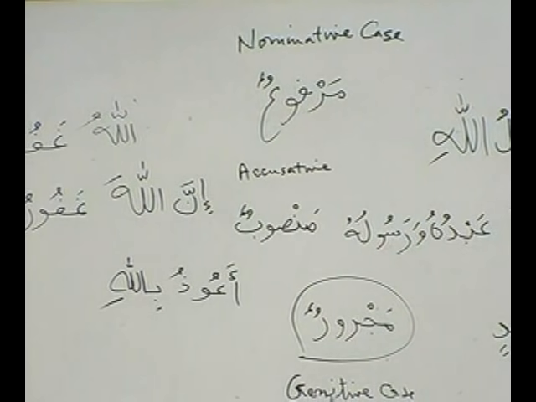Okay, brothers and sisters? So today, you must memorize marfu, mansoob, and majroor. We will repeat it every day. And brothers and sisters, this thing will stay with you all the time when you are reading Qur'an. It is in the back of your mind that the nouns can be marfu, according to the function it performs. It can be mansoob or it can be majroor.